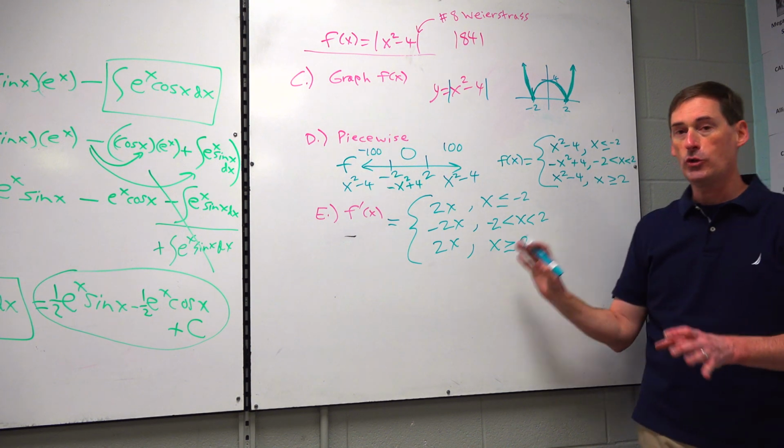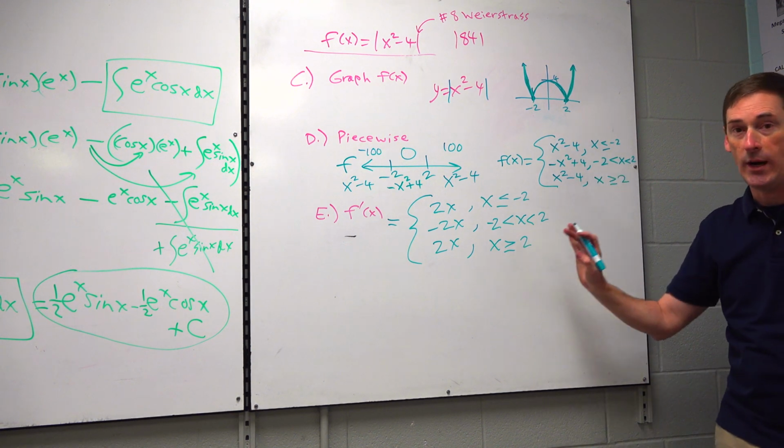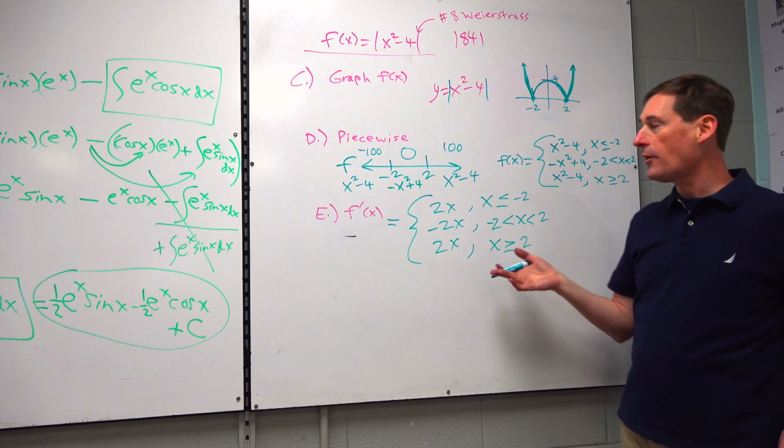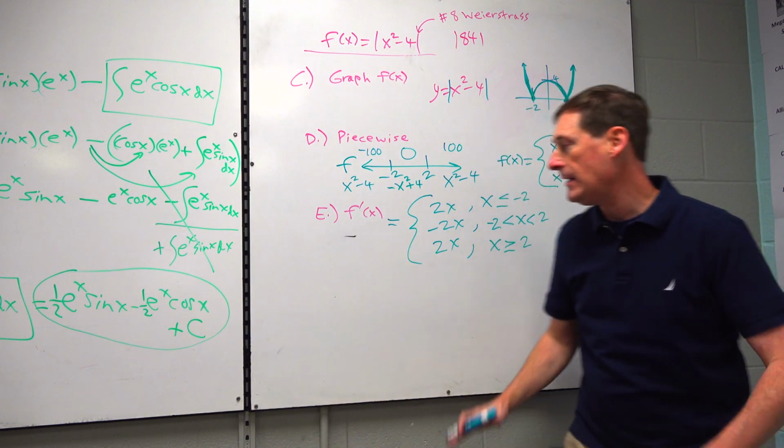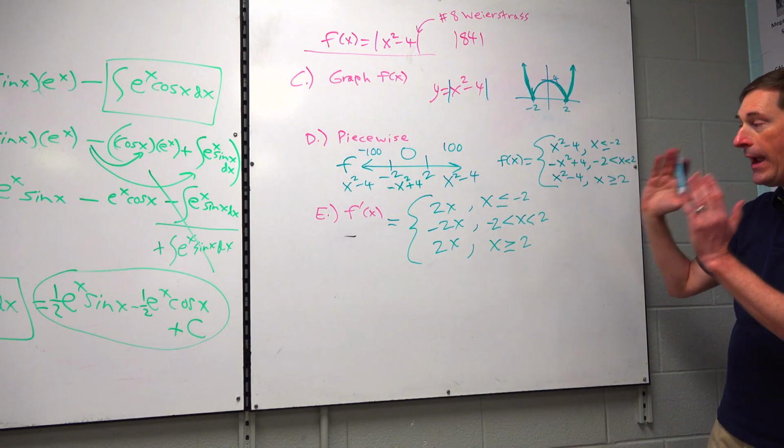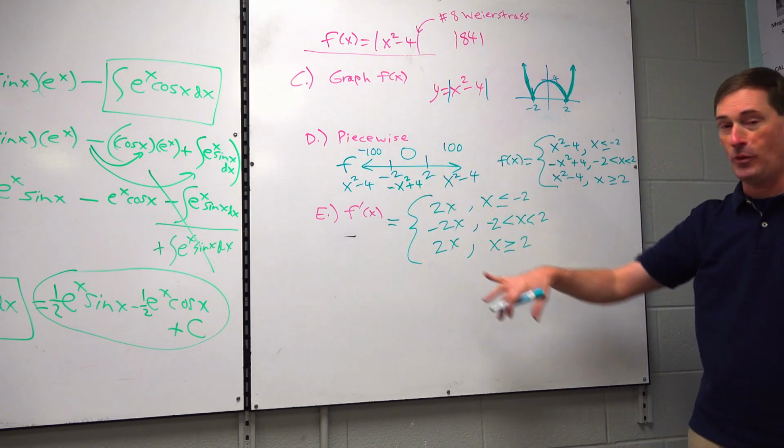So this is how to visualize an absolute value as a piecewise function. Okay? I'm going to show you another way that's probably faster, but it is pertinent and imperative that you know this method as well right here.